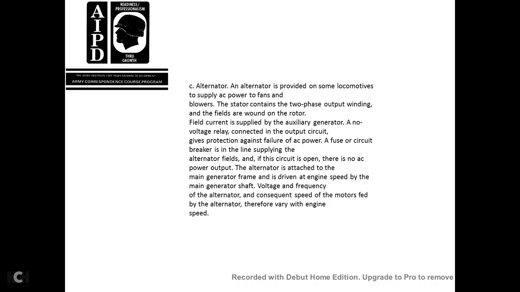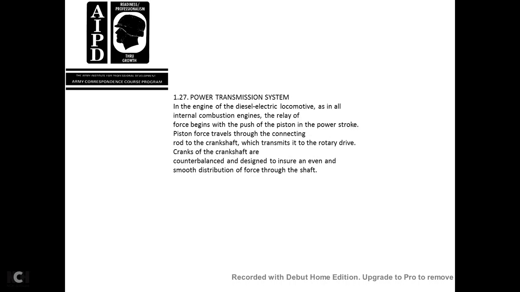A fuse and circuit breaker in the line supplying the alternator fields open if there is a fault, and then there is no AC power. The alternator is attached to the main generator frame and is driven at engine speed by the main generator shaft. The voltage and frequency of the alternator current, and the speed of the motors fed by it, vary with the engine speed.